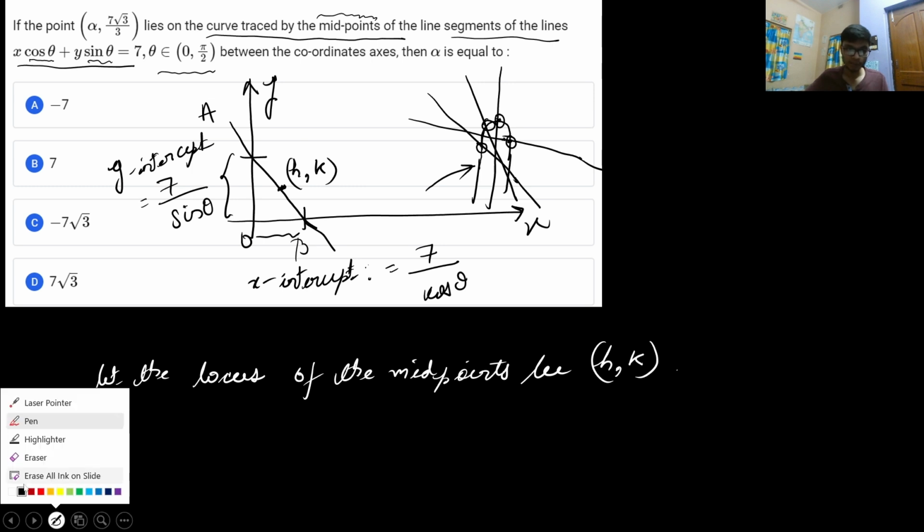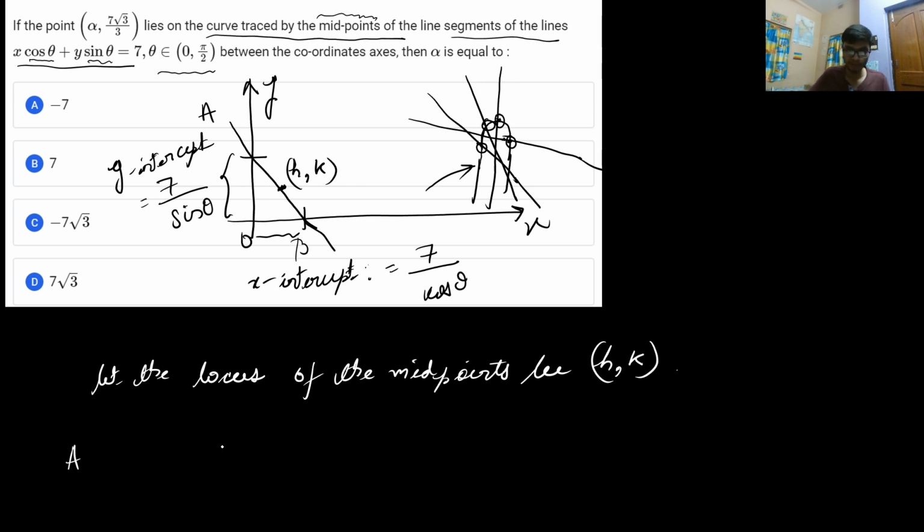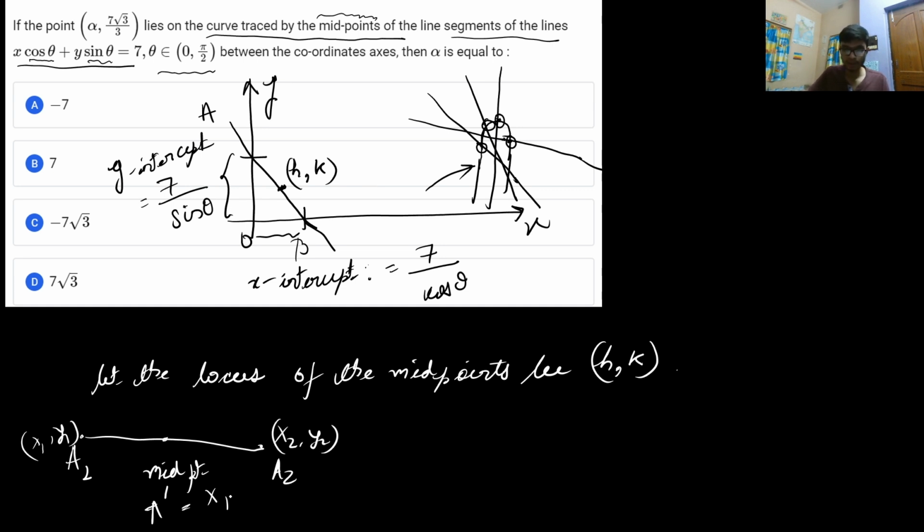Now if I have two points, for example point A1 and point A2, joined by a straight line, and I have to find the midpoint, let us label this midpoint as A dash. If the coordinates are x1, y1 and x2, y2, then the x coordinate of the midpoint will be x1 plus x2 by 2, and similarly the y coordinate of the midpoint will be y1 plus y2 by 2. That will give you the coordinates of the midpoint.